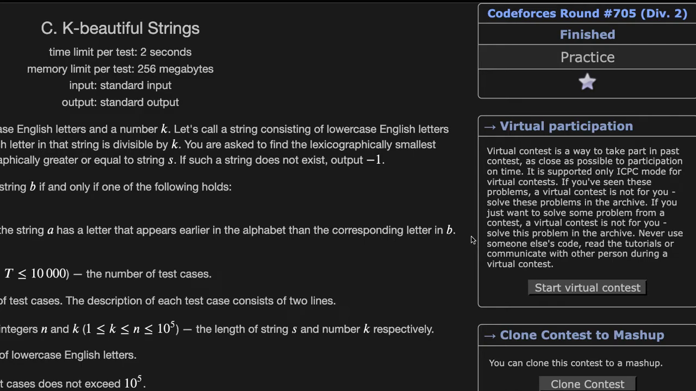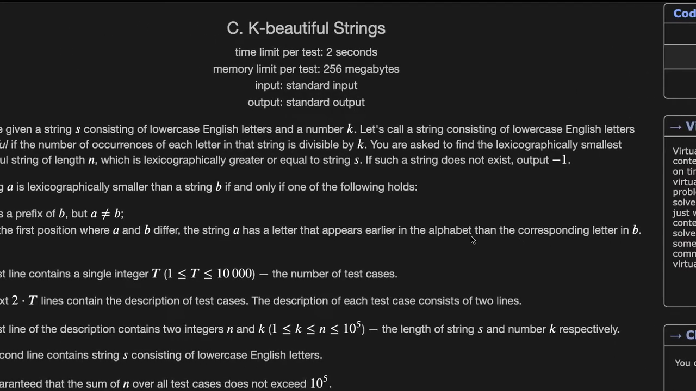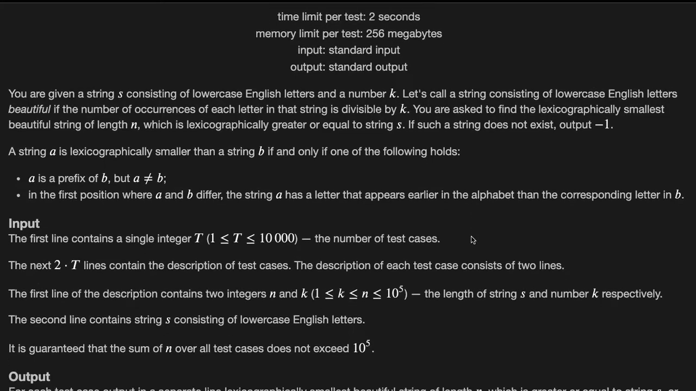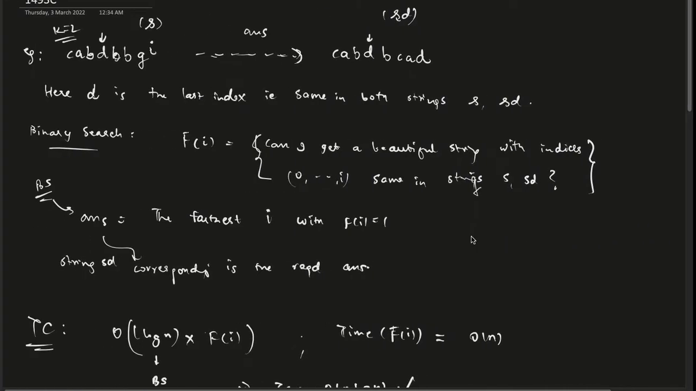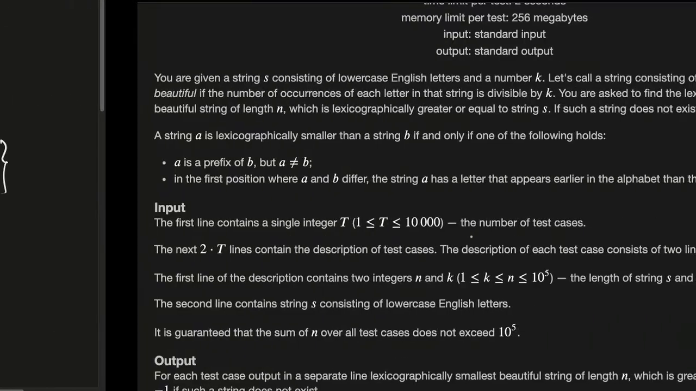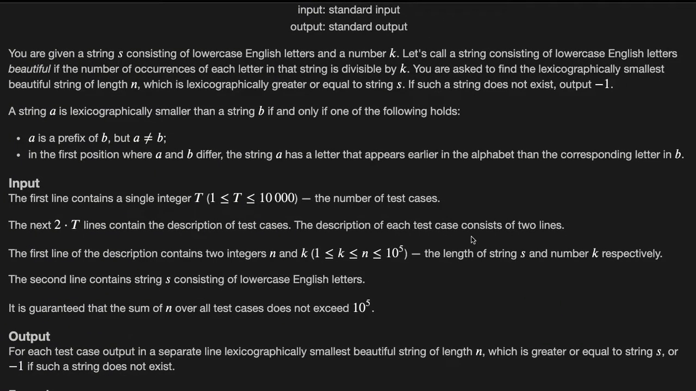Double Strings, 705 Div2C. This is a question. Now, this question can be solved via a greedy approach, but I think that is cumbersome.